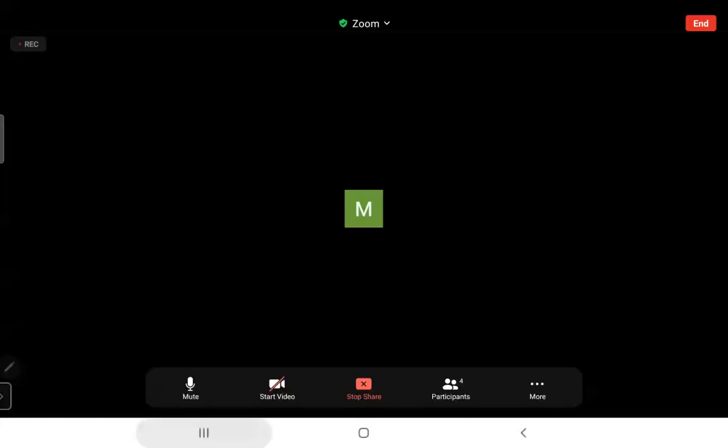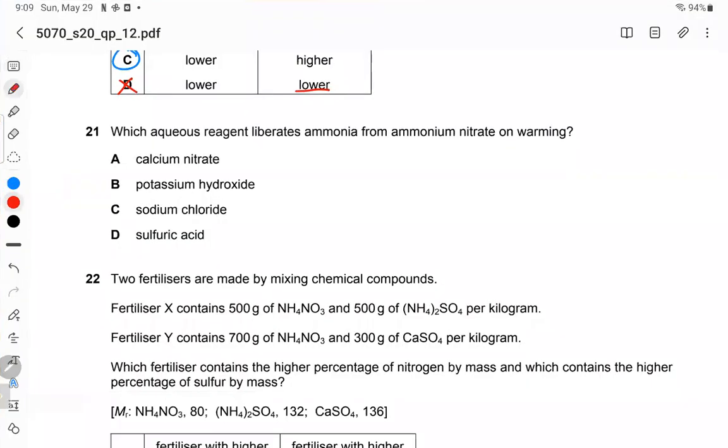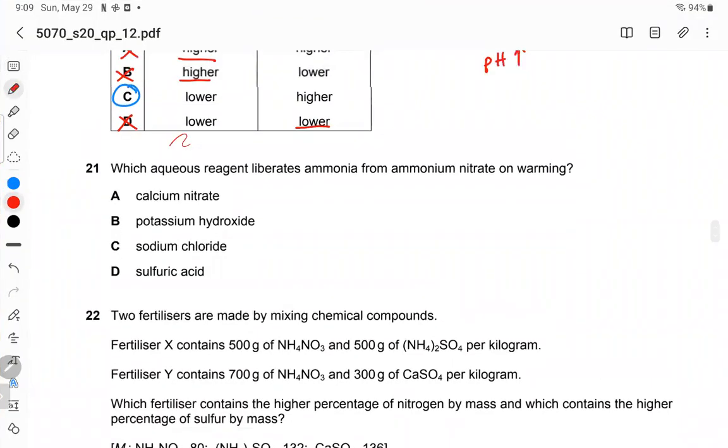Okay, so we have to start with question number 21. Which aqueous reagent liberates ammonia from ammonium nitrate on warming? Yes, if we have to liberate ammonia, which substance must be added over here to give us ammonia gas? Yes, who can answer me this?